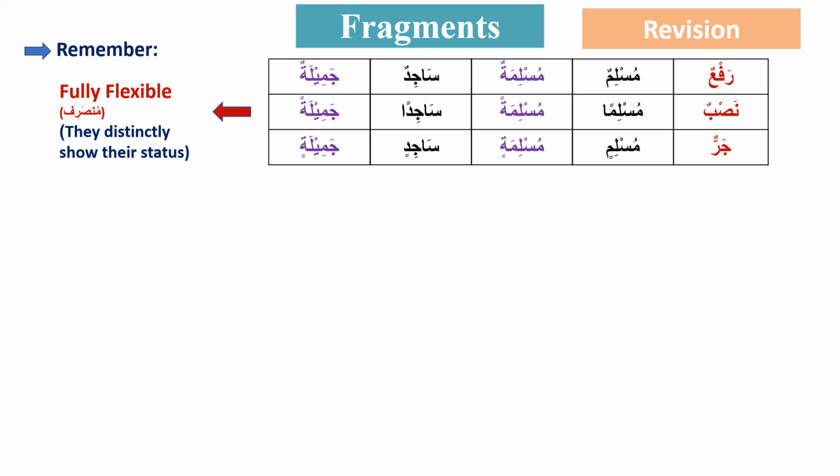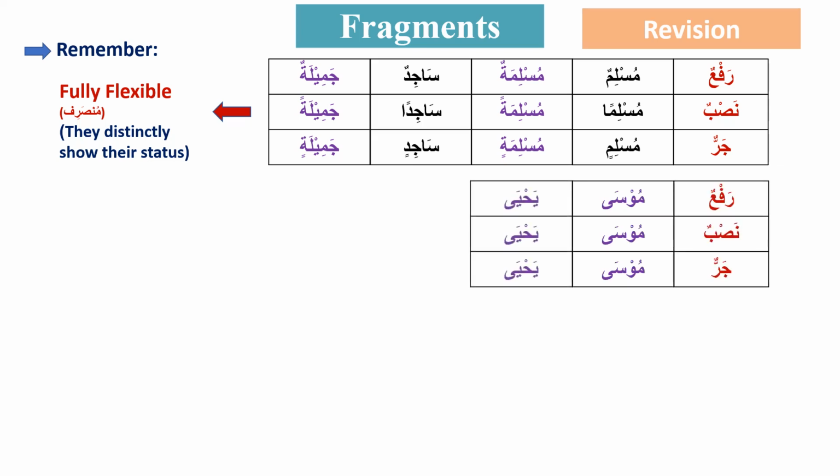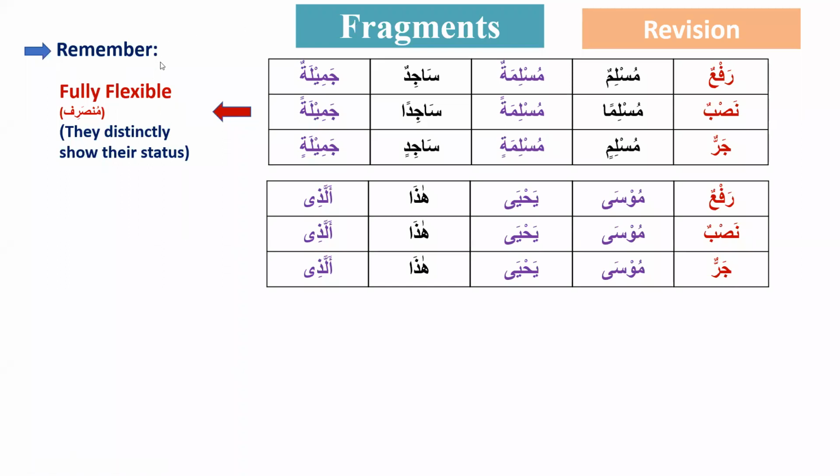If Musa is written somewhere and I ask you, Hiba, tell me what its status could be, what will be your answer? All of them. Could be any of them. Yes. Could be Rafa, could be Nasab, could be Jar, because Musa on its own does not tell its status because it is non-flexible. Very good. Good job, Hiba. So you see, the first Musa is Rafa, the second Musa is Nasab, the third is Jar, but they're all the same. So you have to get the help of other words around it, and then you know if it is Rafa, Nasab, or Jar. It will have all three statuses, but you cannot tell just by looking at it. So these words are called non-flexible. They don't show their status.